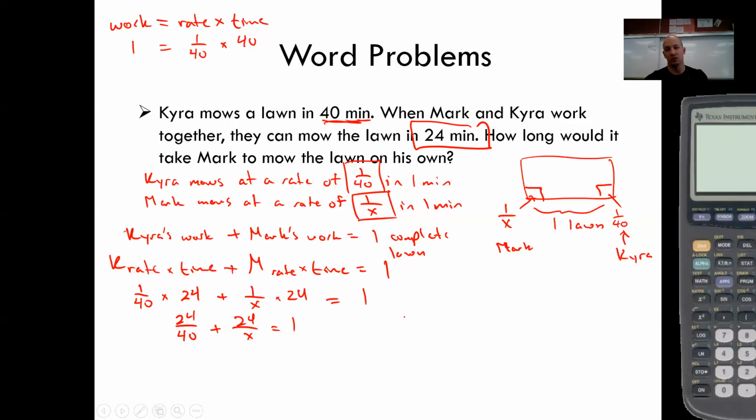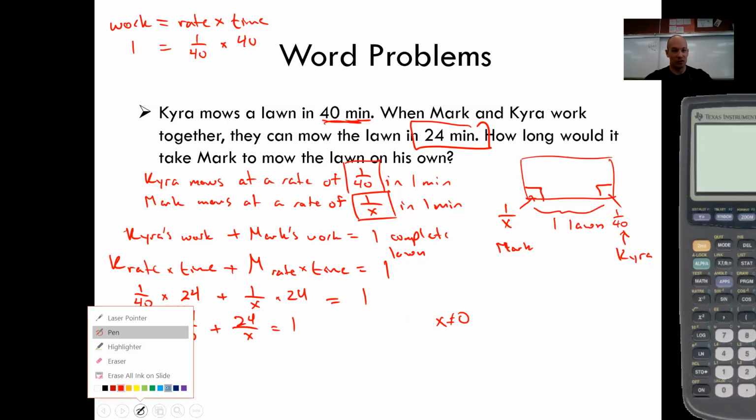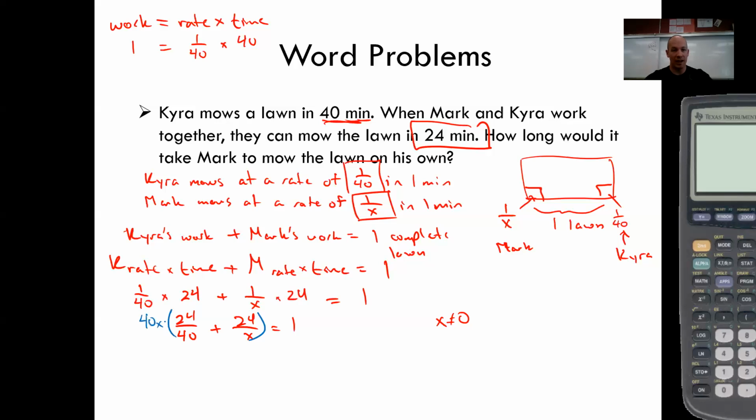Now, are there any domain restrictions on x? We can see that x cannot be equal to 0. I mean, that wouldn't make any sense. Mark mows 1/0 of the lawn? That is totally nonsense. So here we go. We've got our equation. Now, solving this is actually pretty simple. The way we're going to solve is we're going to multiply both sides by 40x. Same thing over here, 40x.